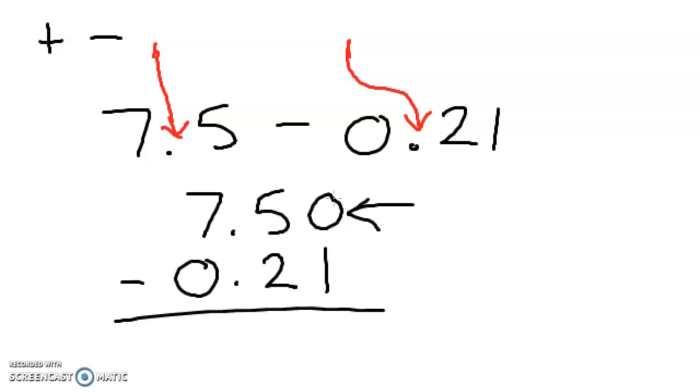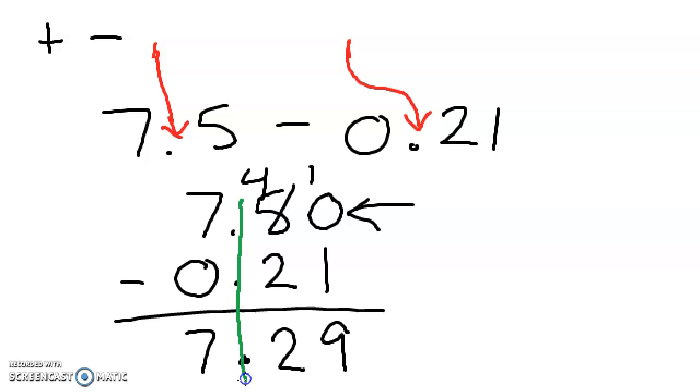I can't take 1 away from 0, so I have to borrow. 10 minus 1 is going to be 9. 4 minus 2 is 2. Bring down your decimal point, and 7 minus 0 is 7. So my answer is going to be 7.29 because my decimals are all in the same line. So make sure when you are adding and subtracting decimals that you line up the decimal point, please.